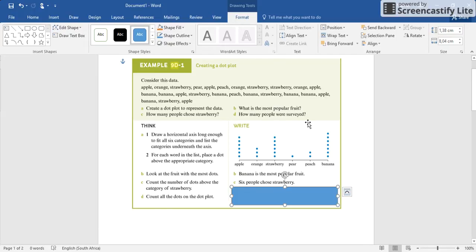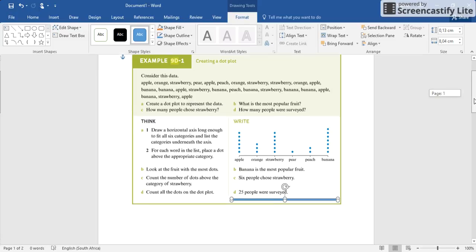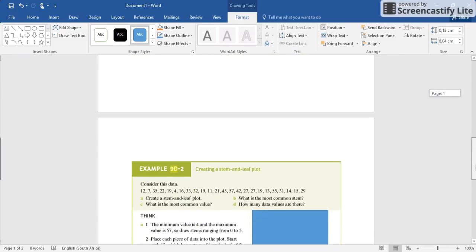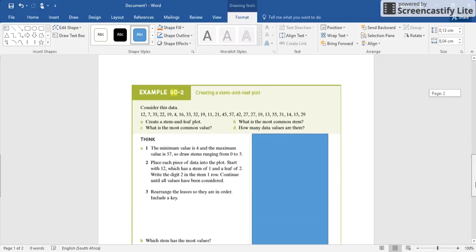And then how many people were surveyed. So you need to add every one of them up because everybody gave their favorite fruit. So they would give you your answer. So count all the dots and 25 people were surveyed. All right, so that's your dot plot. Pretty simple. Now we have a look at the next one, which is a stem and leaf plot.